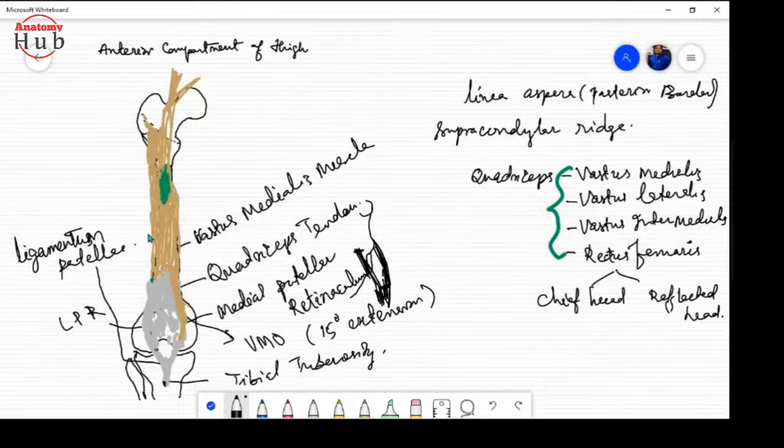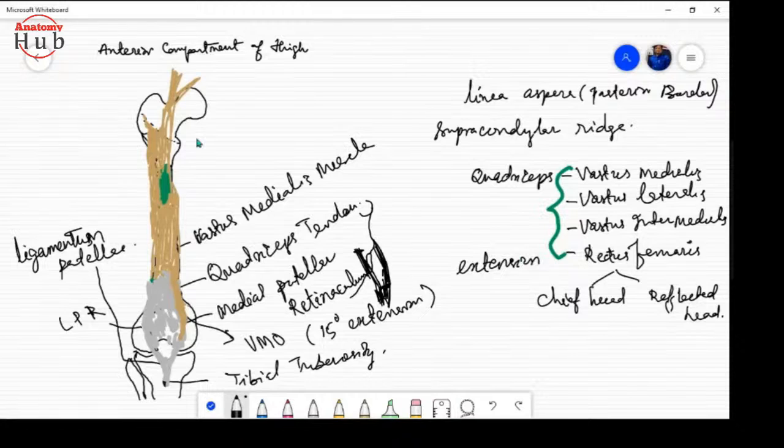Here all these three muscles, vastus medialis, lateralis and intermedius, cross only one joint, that is your knee joint. That means all these three muscles act upon the knee joint only. So what is the action? The action will be the extension of the knee.